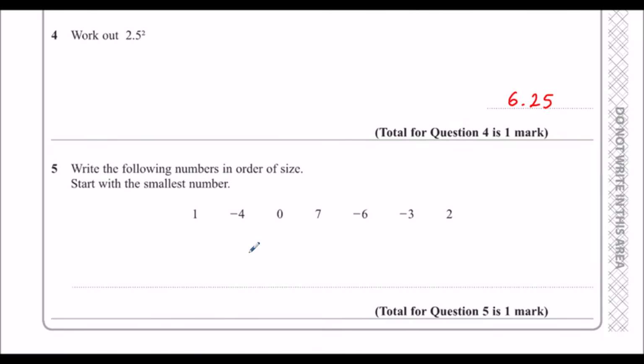And question 5, write the following numbers in order of size. Start with the smallest number. So the smallest number is the biggest negative number. So that's -6. Then we've got -4 and -3. There are no more negative numbers. So the next number is 0, then 1, then 2, then 7.